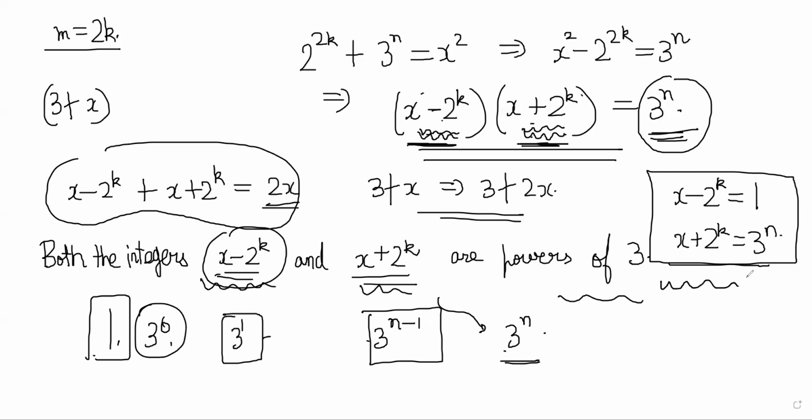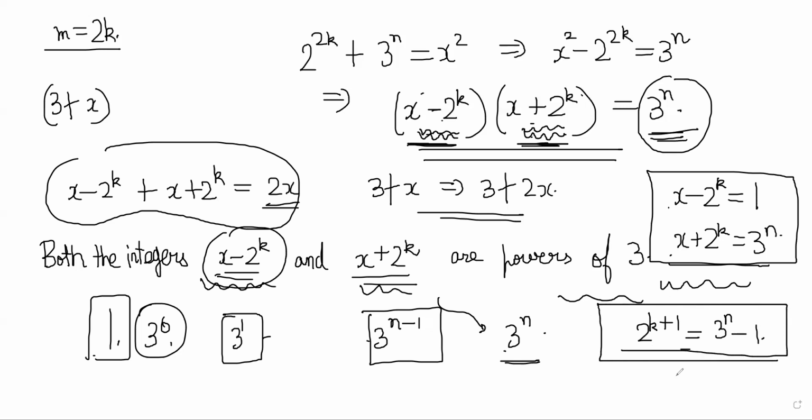So using this, now we can simply solve, and what we can do is you can eliminate x from these equations by subtracting this minus this. You will get 2 power k plus 1 is equal to 3 power n minus 1. This is the equation that we get after eliminating x from here. Right. So let's work on that now. We have 2 power k plus 1 is equal to 3 power n minus 1.